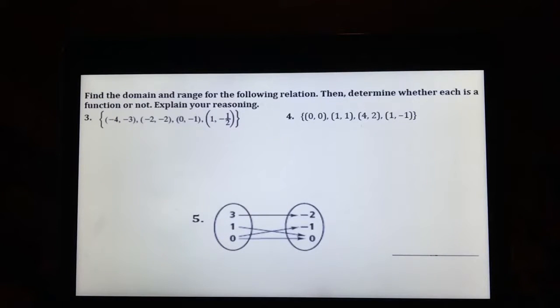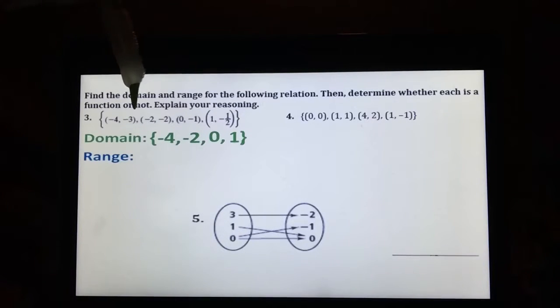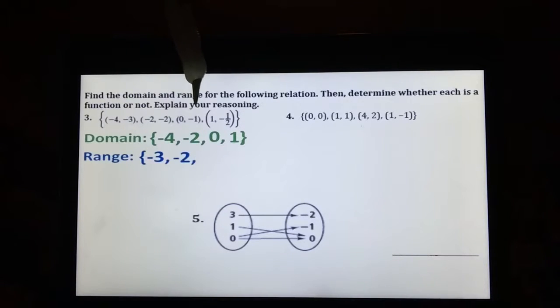So for the first one, we'll do this one together, number 3. So the domain, again, is the x values. The x values are -4, -2, 0, and 1. Okay, 4 ordered pairs and 4 x values. Now the range, again, are the y values. So that's going to be the -3, the -2, the -1, and the -1/2.